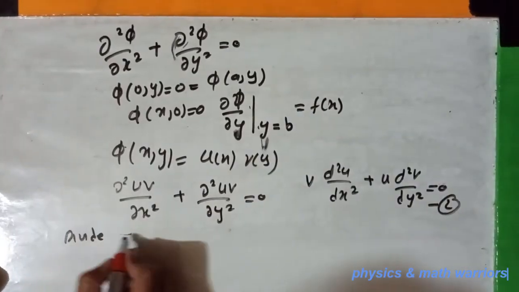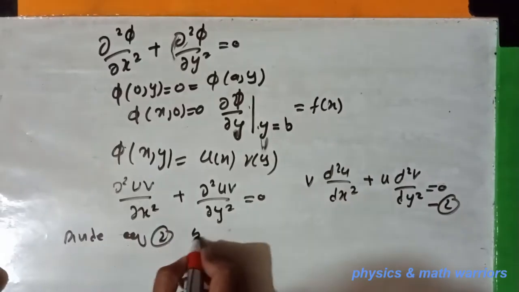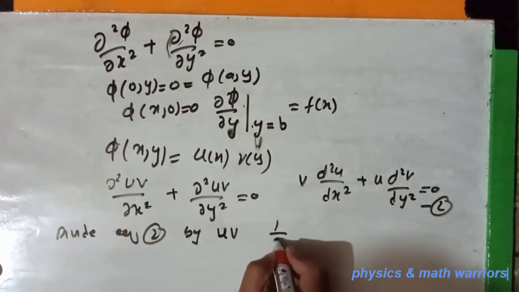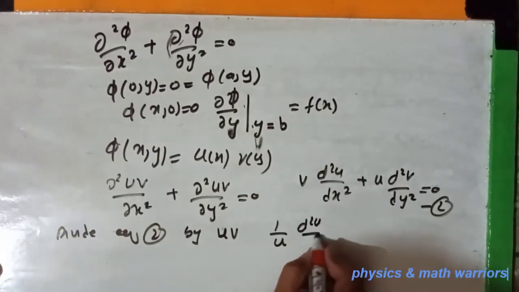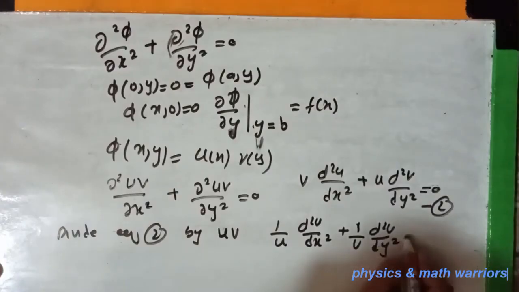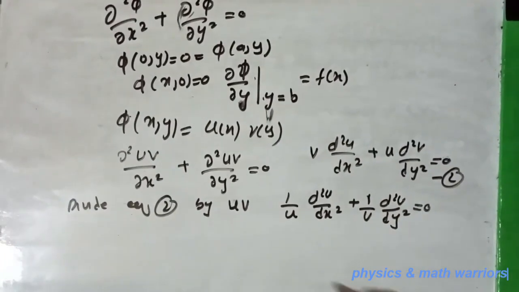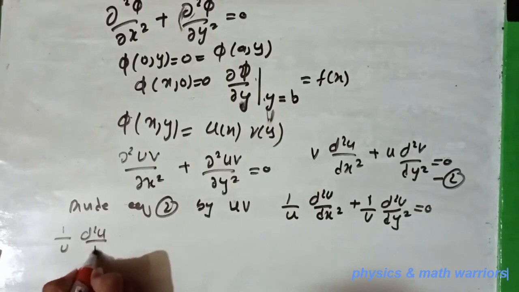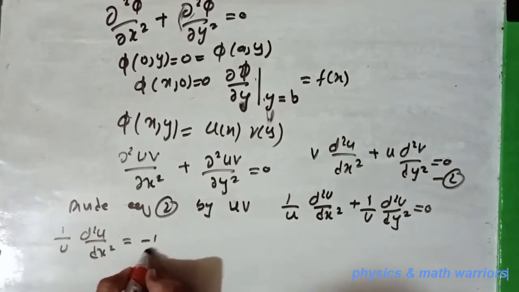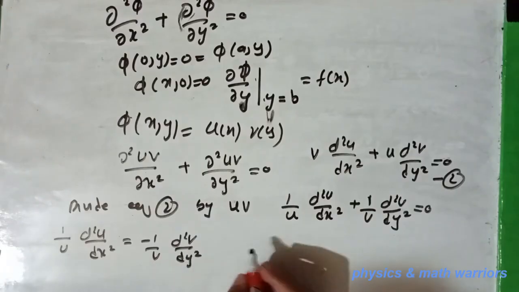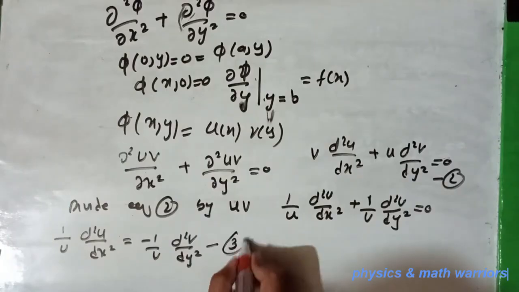Divide equation 2 by uv. So this becomes (1/u) d²u/dx² + (1/v) d²v/dy² = 0. This can also be written as (1/u) d²u/dx² = -(1/v) d²v/dy². This is equation number 3.